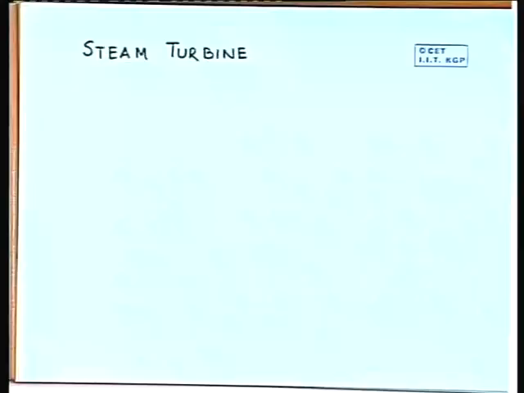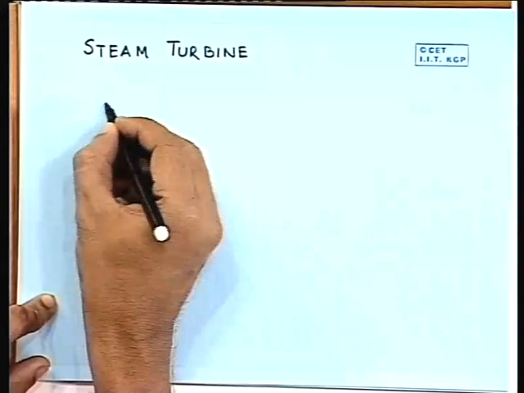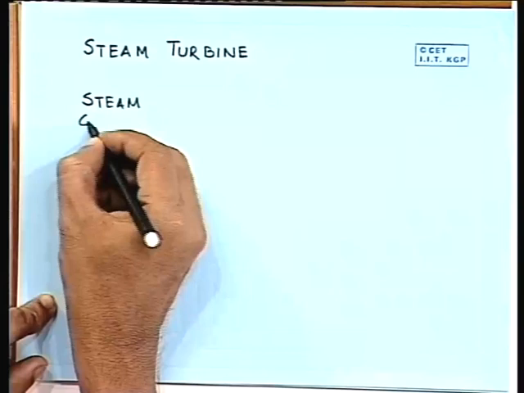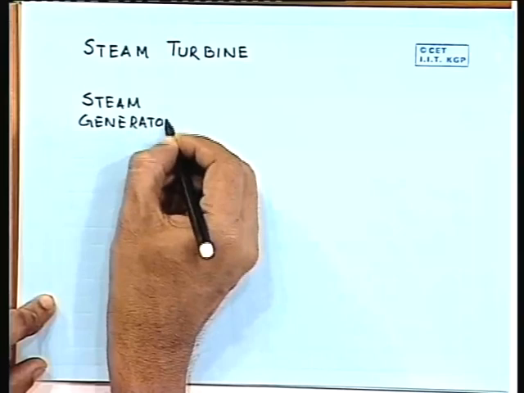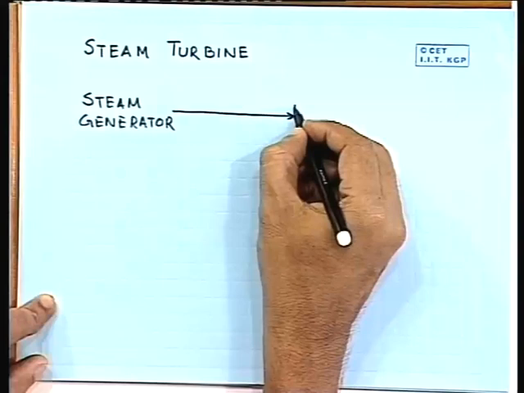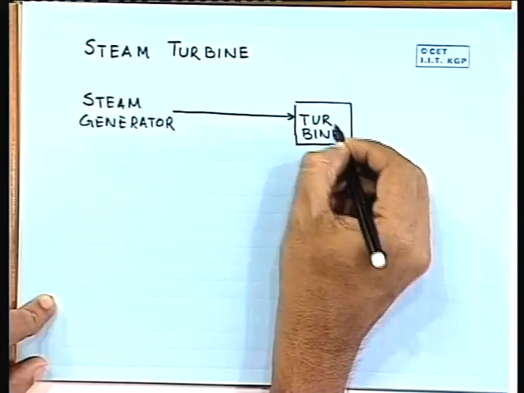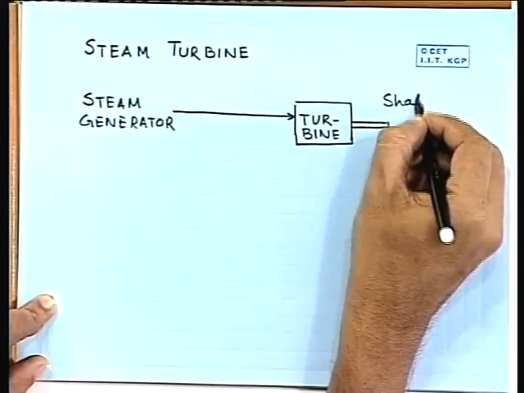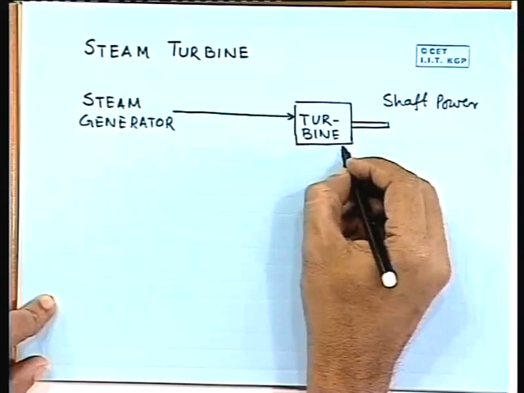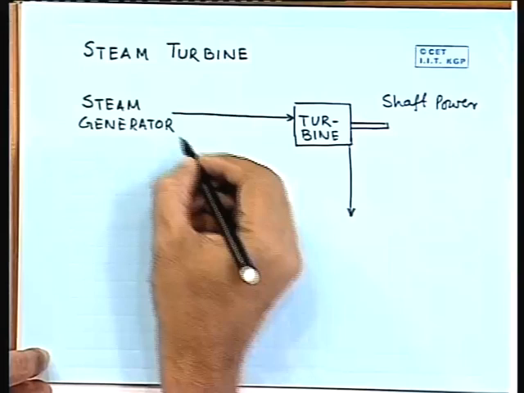Still, steam is used for production of power as a working fluid, and the prime mover here is not the steam engine, but the steam turbine. So, basically you will have a steam generator, then it will go to the turbine. This will give shaft power, and then this is supply steam and this is exhaust steam. It will go to the condenser.